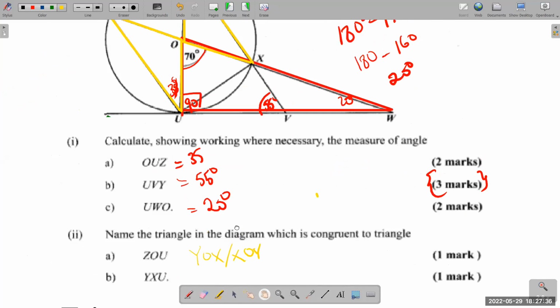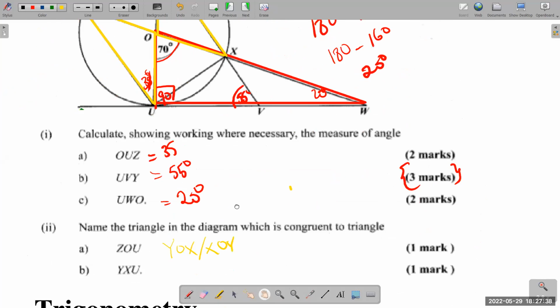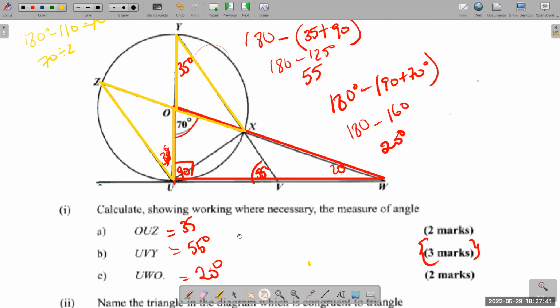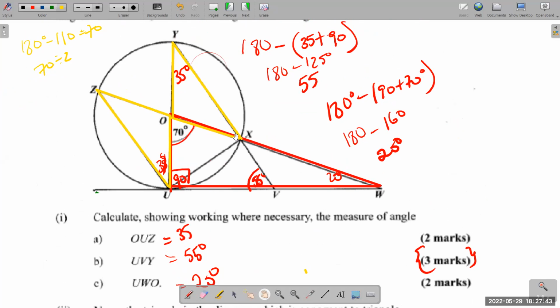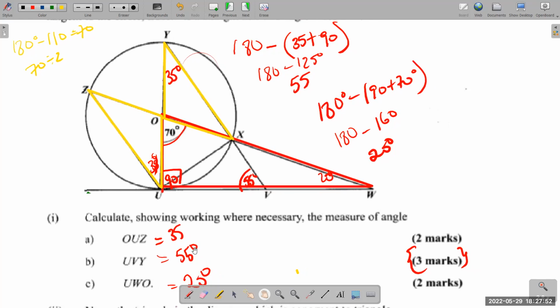Next one, YXU. So we need to find a triangle that matches YXU. Where is that now? Look at it. YXU. What's the name of the triangle that's just like that? Like the twin angles. So what's the name? Excellent. Everybody see why? ZUX. Twin angles. Same triangle. Y'all agree?